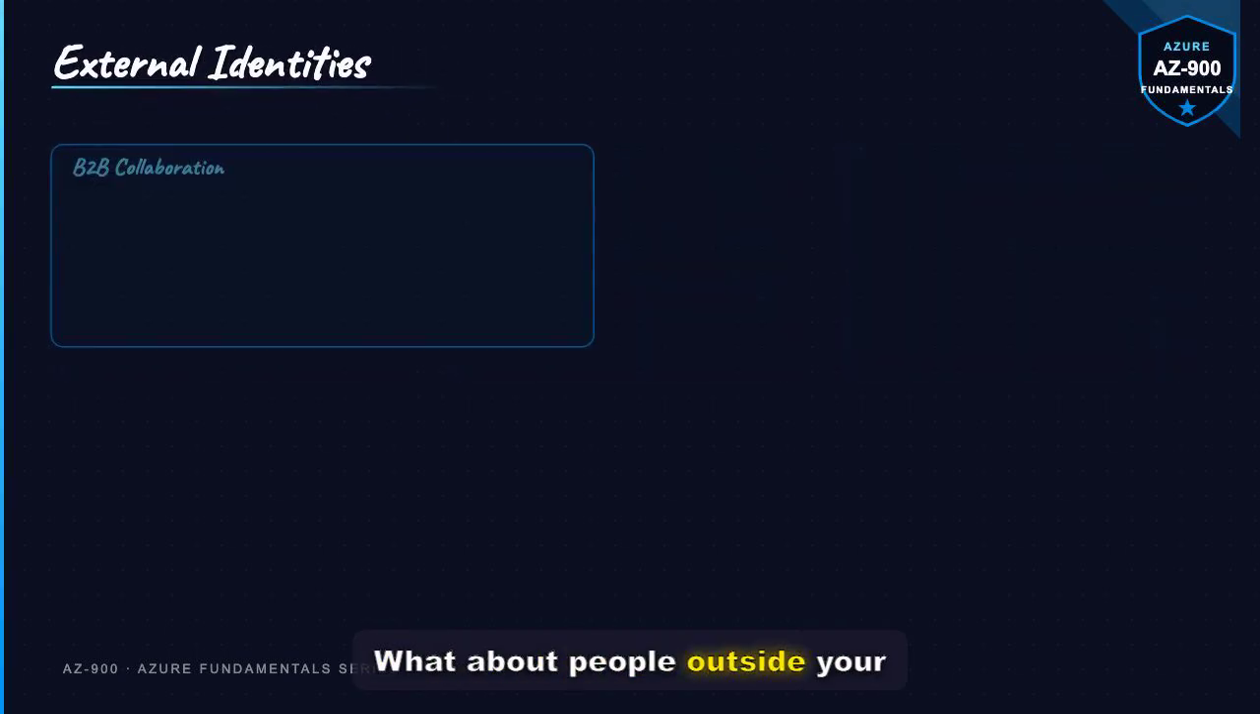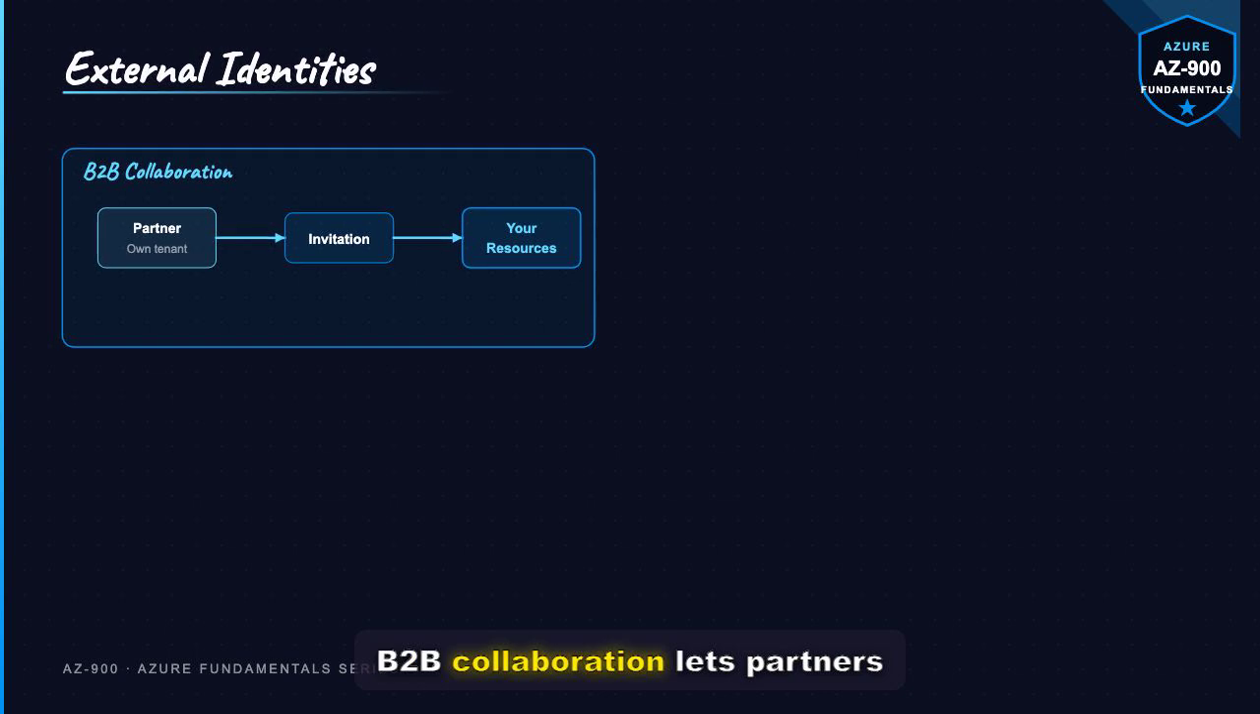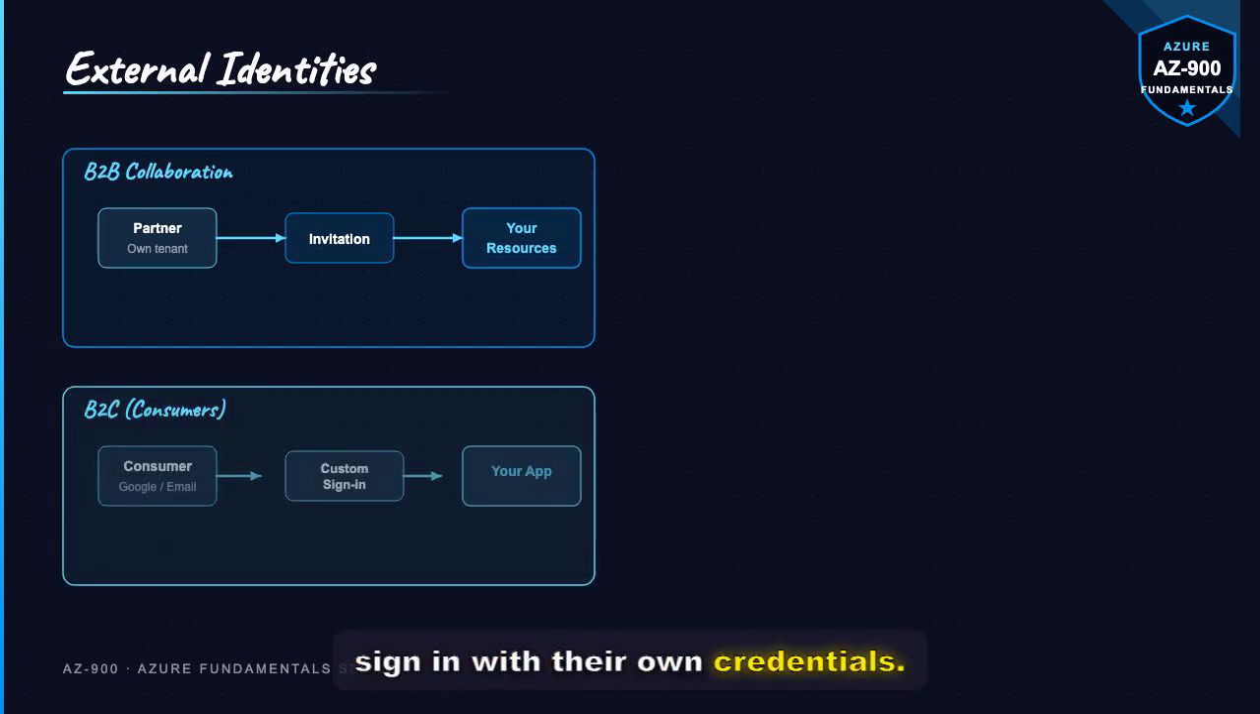What about people outside your organization? Entra External Identities handles this. B2B collaboration lets partners sign in with their own credentials. B2C is for customer-facing apps where users sign in with Google, Facebook, or email. B2B is for business partners. B2C is for your end customers.